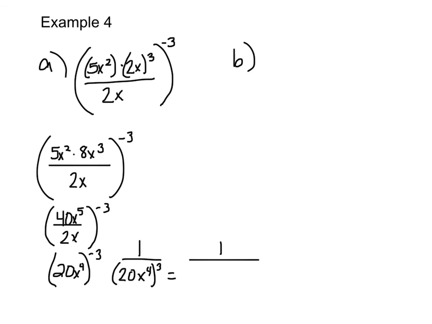Good. It's 8,000. And then I multiply my powers, x to the 12th. So you would get 1 over 8,000x to the 12th.